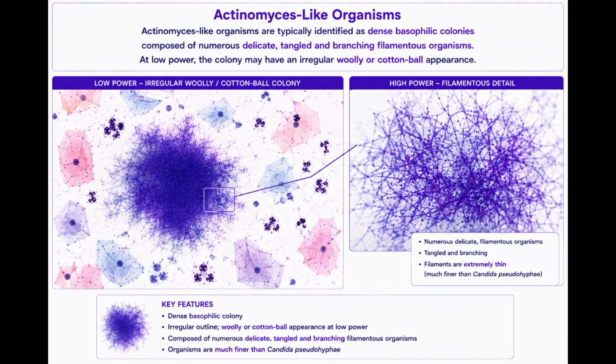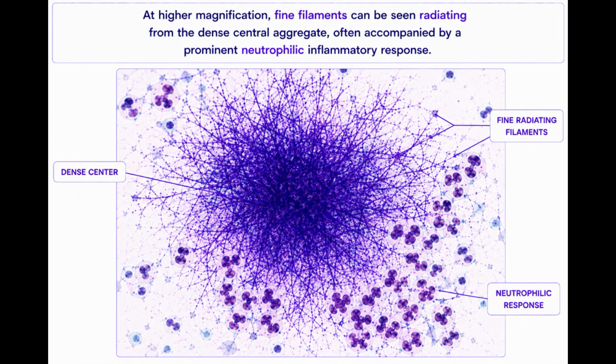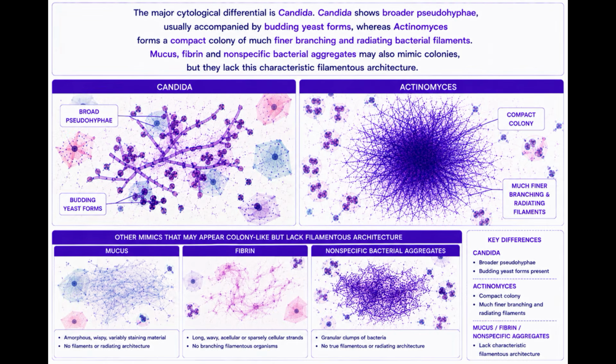Actinomyces-like organisms. Actinomyces-like organisms are typically identified as dense basophilic colonies composed of numerous delicate, tangled, and branching filamentous organisms. At low power, the colony may have an irregular woolly or cotton ball appearance. At higher magnification, fine filaments can be seen radiating from the dense central aggregate, often accompanied by a prominent neutrophilic inflammatory response. The major cytological differential is Candida.